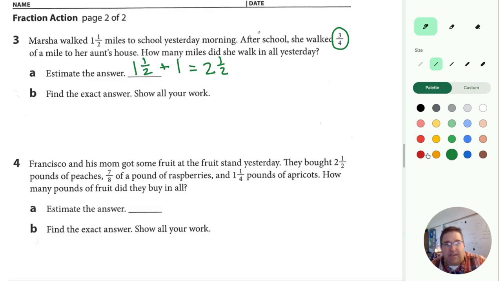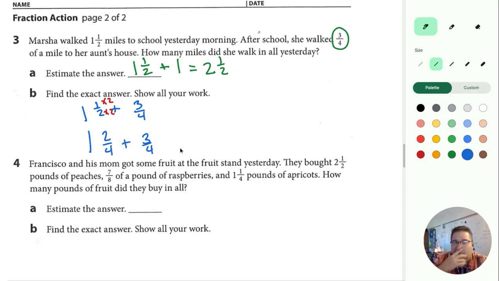And then to find the exact answer, yep, we're just adding 1.5 plus 3/4. And again, we can even start setting this one up. Can we keep that 3/4? Yeah. Let's keep 3/4 alone. Let's not change that if we don't have to, because 2 times 2 is 4, and then I have to do 1 times 2 up top. So we got 1 and 2/4. Because 1/2 we can think of as 2/4. So then we just add it from here.